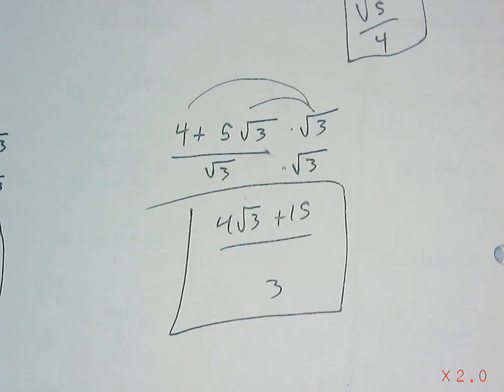So that is how you divide radicals. Again, the important part is the rationalizing part. We have to multiply, get the radical out of the denominator.